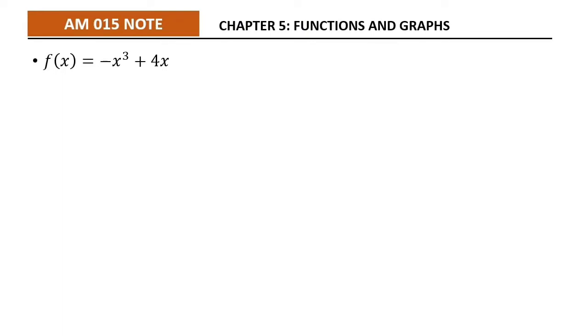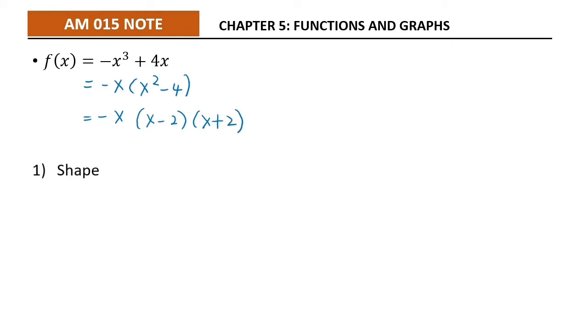Next function, f(x) equal to negative x cubed plus 4x. There are x in the graph, means the shape is the second one. We will simplify the function: x squared minus 4. So negative x (x minus 2) and (x plus 2). There are three x in the graph, so the shape is negative, then going downwards. Sketch graph, intercept and domain.